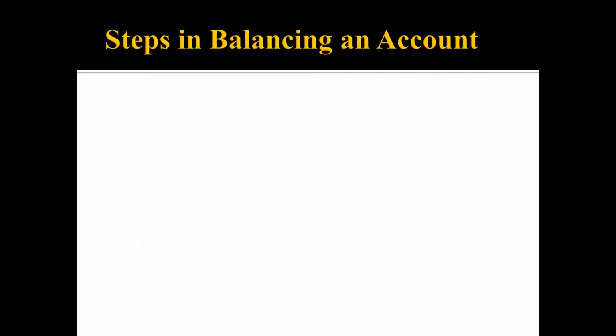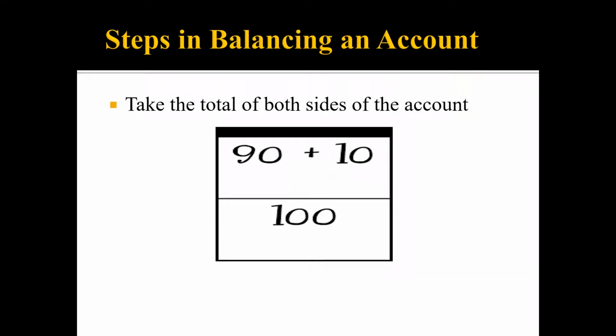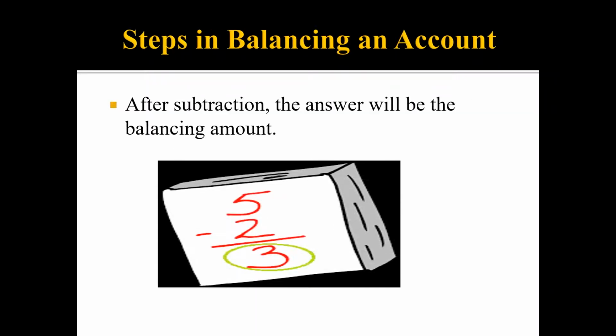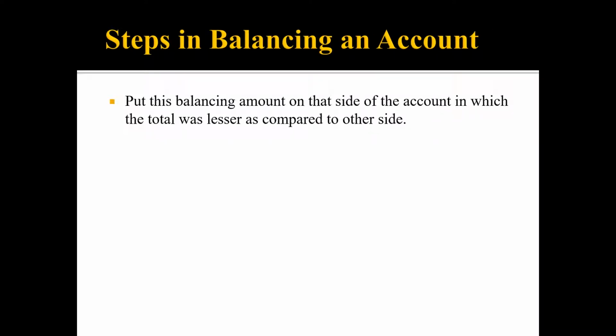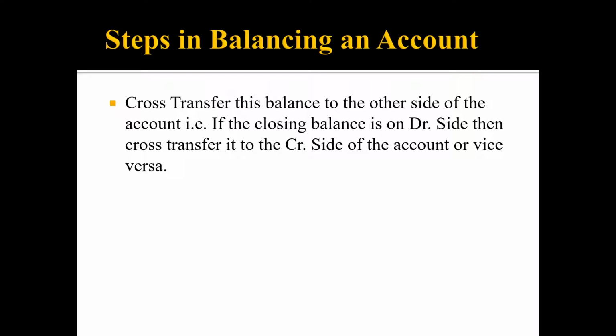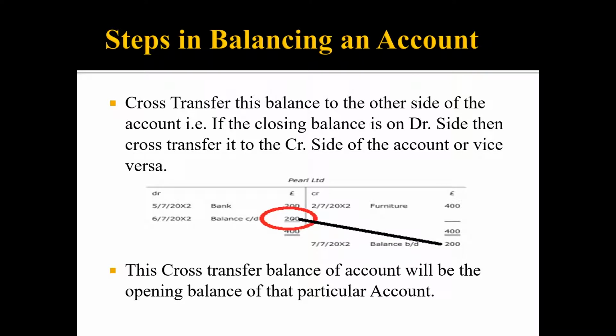For balancing the accounts, the following steps are to be taken. First, take the total of both sides of the account. Secondly, subtract the lesser amount from the bigger one. Third, after subtraction, the answer will be the balancing amount. Put this balancing amount on that side of the account in which the total was lesser as compared to the other side. This will be the closing balance of the account. Cross transfer this balance to the other side of the account, that is, if the closing balance is on debit side, then cross transfer it to credit side of the account or vice versa. This cross transferred balance will be the opening balance of that particular account.